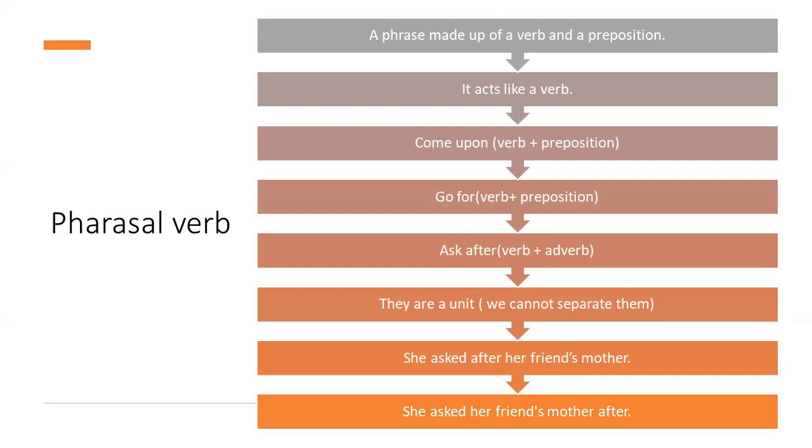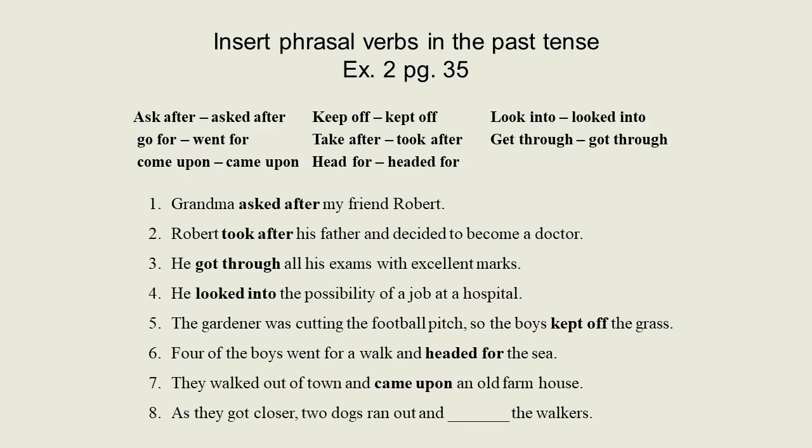There is an exercise at page number 35, exercise number 2. We are given phrasal verbs and we are asked to put the phrasal verbs in the past tense. It means we have to first change them into their past form and then add them to the suitable place. Grandma dash my friend Robert. In this sentence, asked after is the past form of ask after. We added ed to ask.